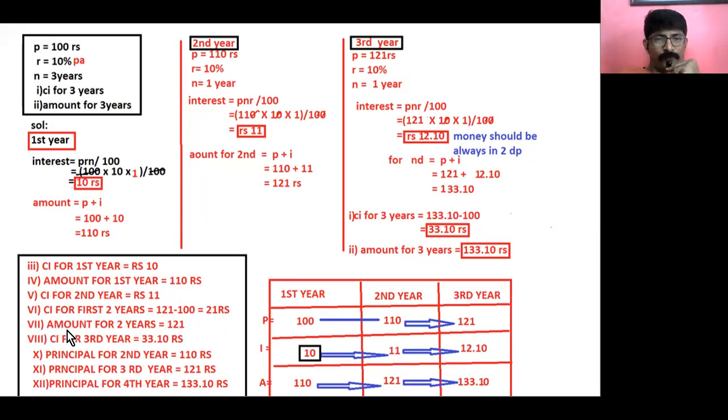I hope you finished writing till the seventh question. What is the eighth question? CI for the third year. CI for the third year would become, obviously, the same as over here, 33.10. Oh, this is a wrong answer which I have written. CI for the third year should be 12.10. So this was an error. It is 12.10, not 33.10. I hope you understood till here.